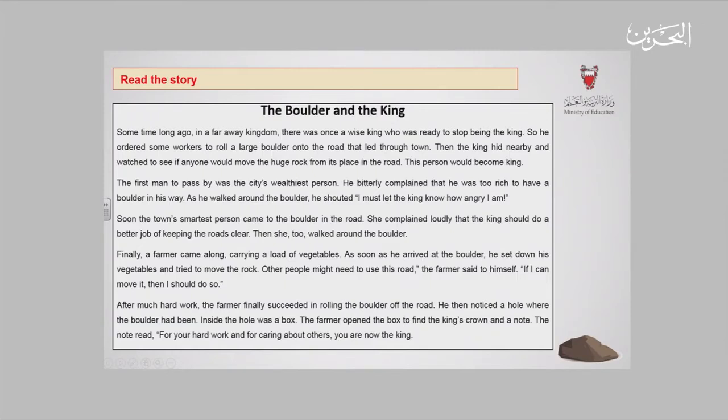Finally, a farmer came along, carrying a load of vegetables. As soon as he arrived at the boulder, he set down his vegetables and tried to move the rock. "Other people might need to use this road," the farmer said to himself. "If I can move it, then I should do so." After much hard work, the farmer finally succeeded in rolling the boulder off the road. He then noticed a hole where the boulder had been. Inside the hole was a box. The farmer opened the box to find the king's crown and a note. The note read, "For your hard work and for caring about others, you are now the king."